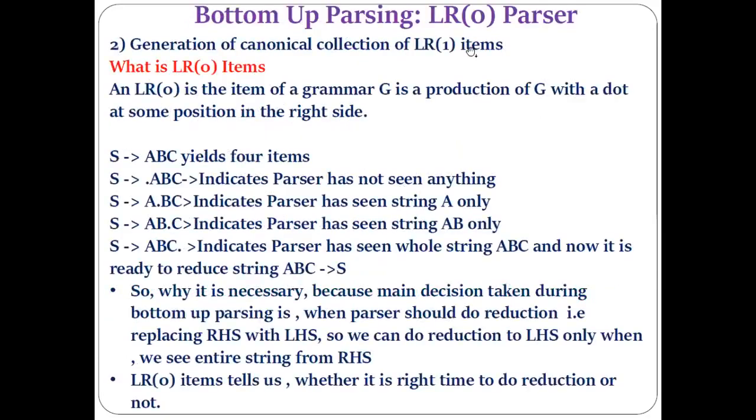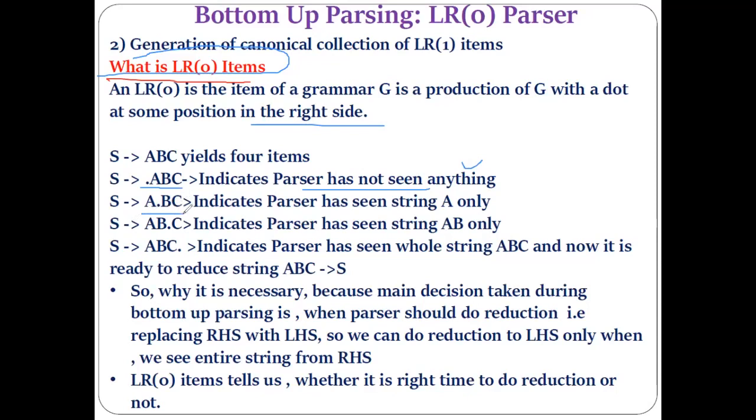Then next is the generation of the canonical collection of LR1 items. We have already discussed in the previous lecture what LR0 items are. An LR0 item of the grammar is the presence of a dot at some position in the right-hand side of that grammar production. What is the meaning of that dot, I already told you last time. If the dot is present at the starting of the whole string, it indicates the parser has not seen anything, in the sense that the parser still has to start reading the string.